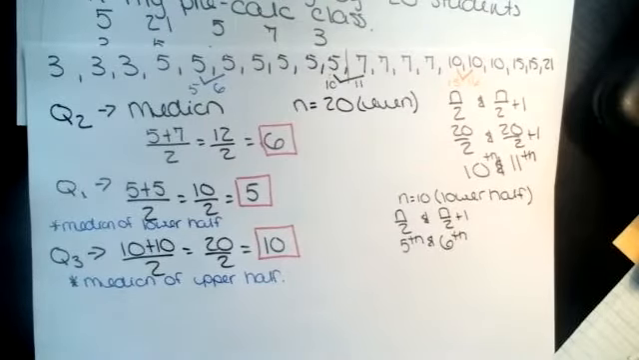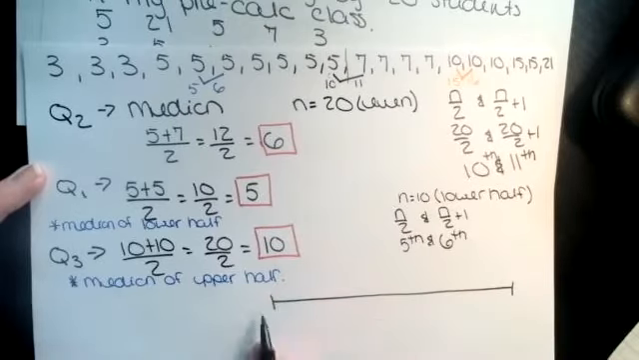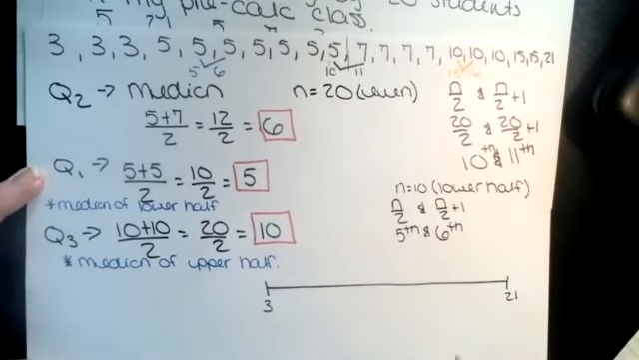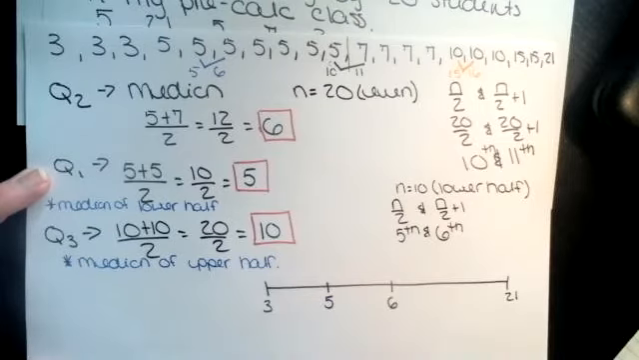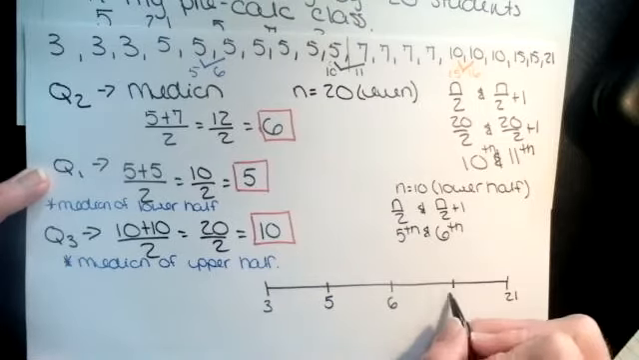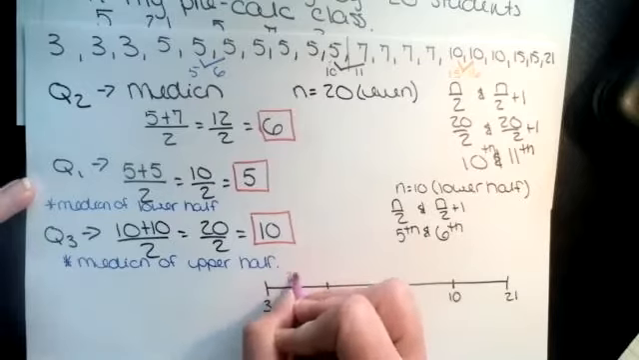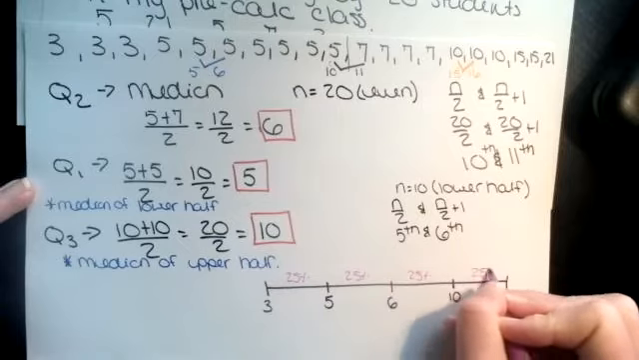So let's take a look just on a number line if we were just visualizing what this looks like. My smallest value is 3. My largest value is 21. My median, right in the middle is 6. Remember, my quartile 2 is right here. I'm sorry, my quartile 1 is 5, and then my quartile 3 is right here at 10. So what this says is I have 25% in between each of these. And it's just nice to have that little visual right here, right?